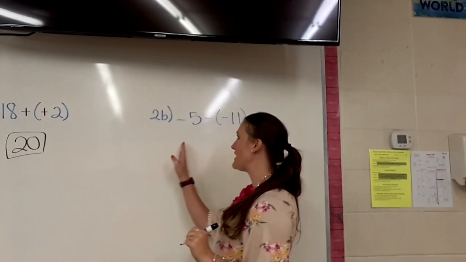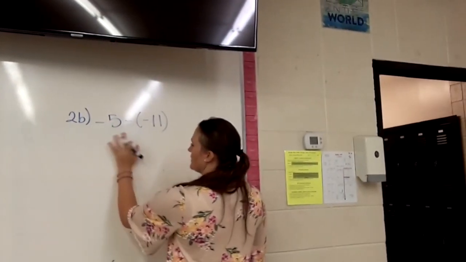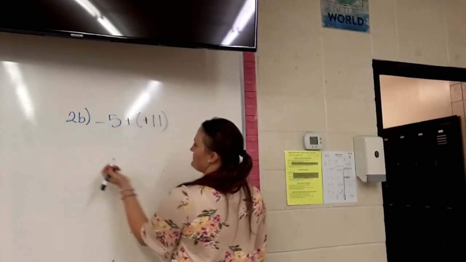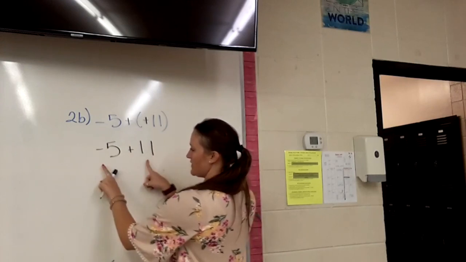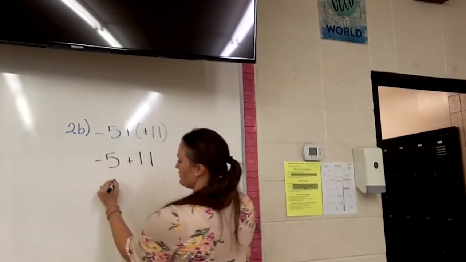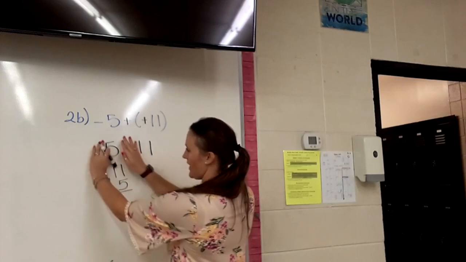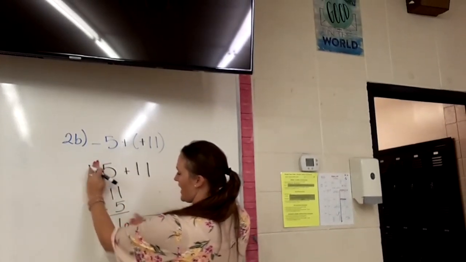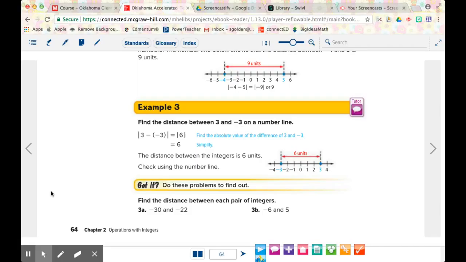Okay, looking at the next one, we have negative 5 minus negative 11. So change the sign, add a line. So I now have negative 5 plus 11. So we're adding with a positive and a negative. So covering up the signs, I have an 11 and a 5. You take the bigger one minus the smaller one. Okay, you get 6. Then you go back and look, 11 was bigger. Look at the sign, it is positive. So positive 6.